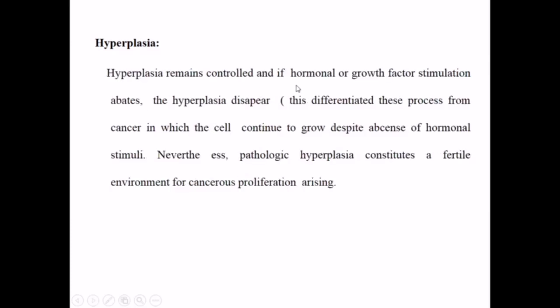Hyperplasia remains controlled, and if hormonal or growth factor stimulation abates, the hyperplasia disappears. This differentiates the process from cancer, in which the cell continues to grow despite absence of hormonal stimuli. After stopping of the hormonal stimuli or the injury, the cells in cancer still continue to grow. Nevertheless, pathologic hyperplasia constitutes a fertile environment for cancerous growth to arise.